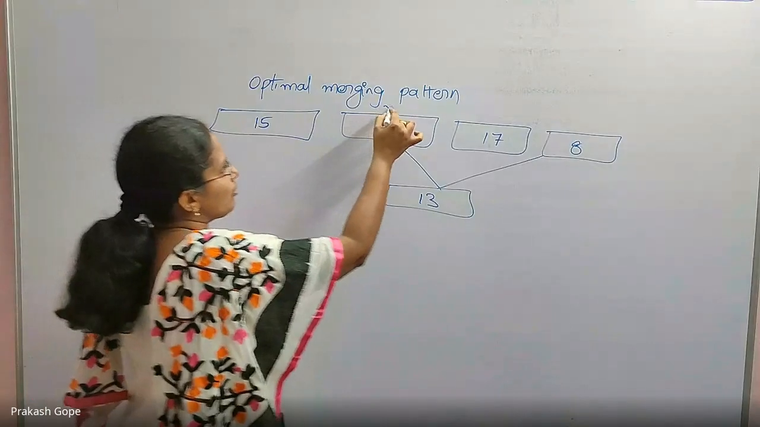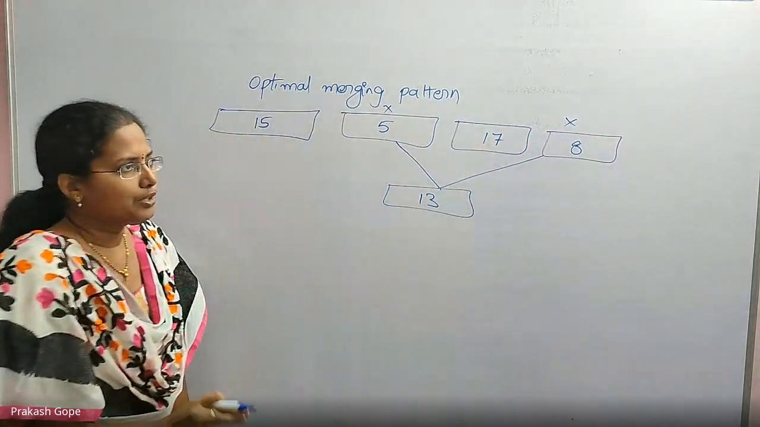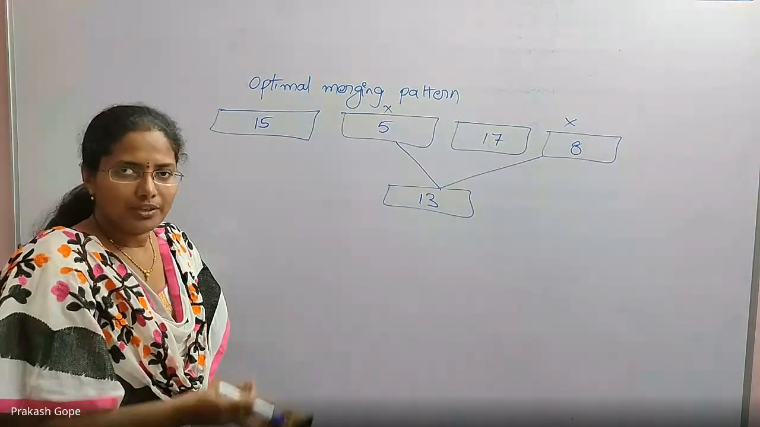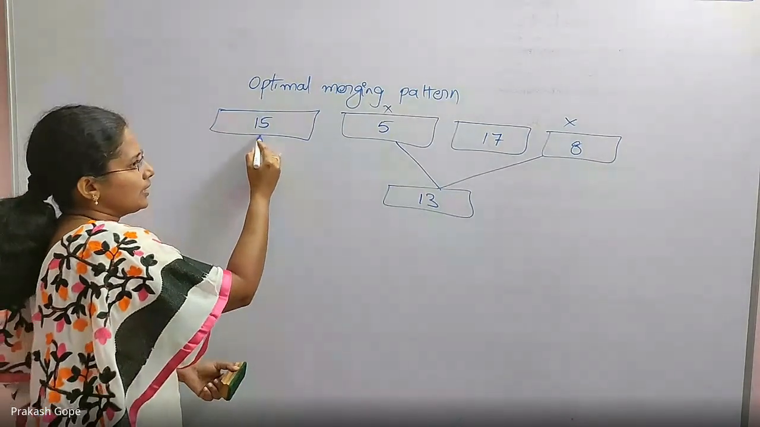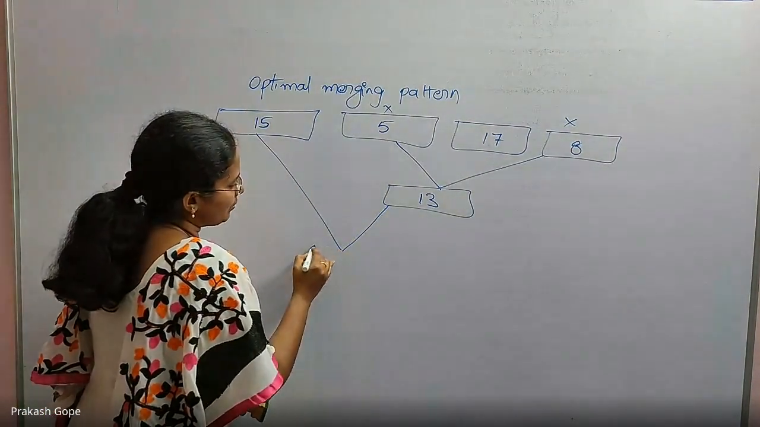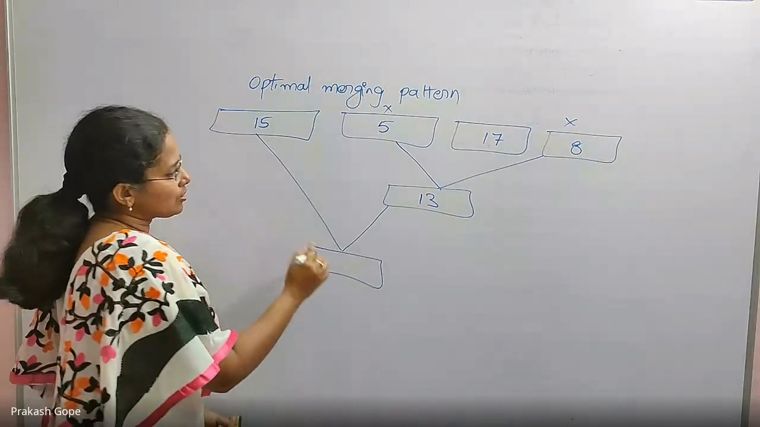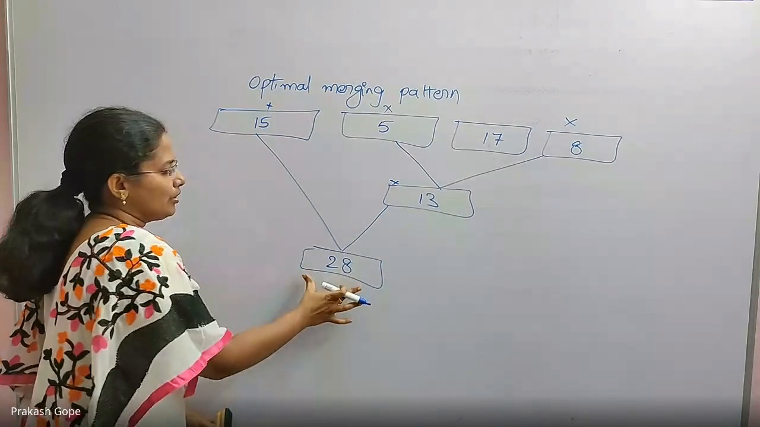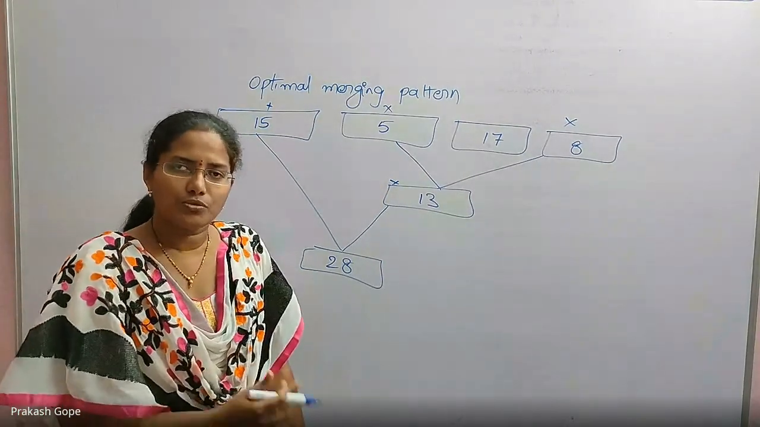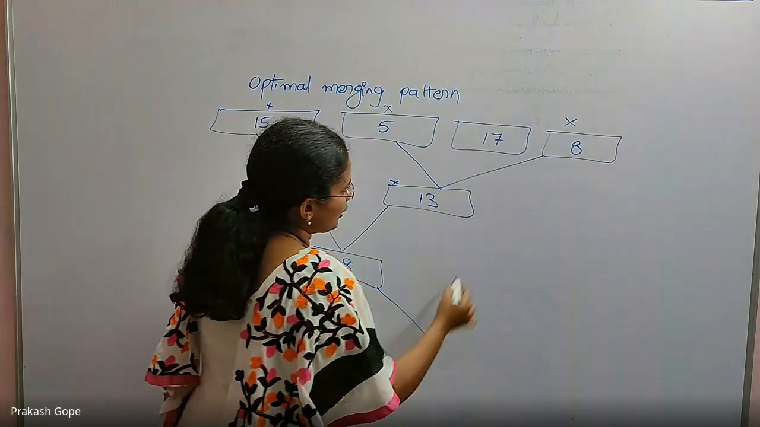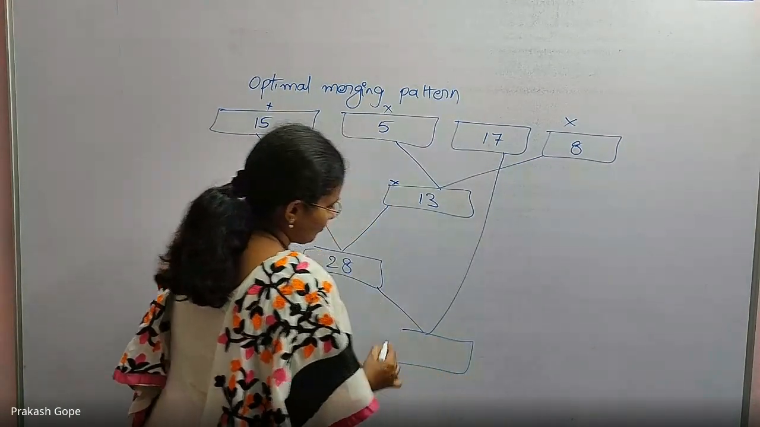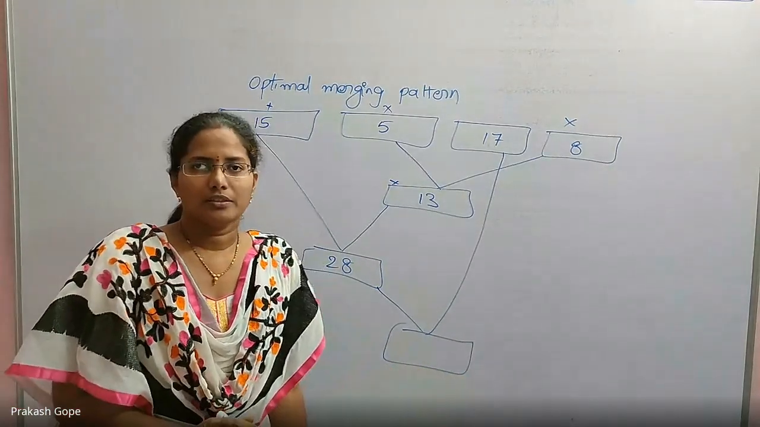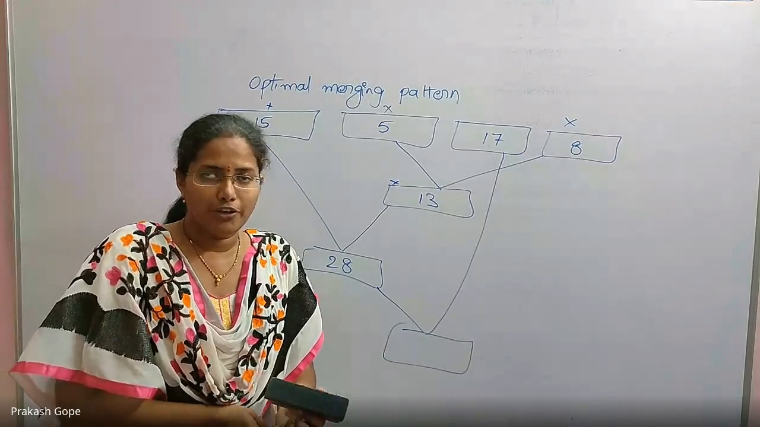Now you ignore these two because you have already merged them. Now you have only 3 files: 15, 13, 17. Next, the next 2 least files: 13 and 15. Then you merge these 2, so that the number of records is 28. Now you ignore these and you have a file which has 28 numbers already in sorted order. Now you have only 2 files, and you merge these 2. Finally you will get the file which has all the numbers in ascending order. So this is the optimal way of merging.